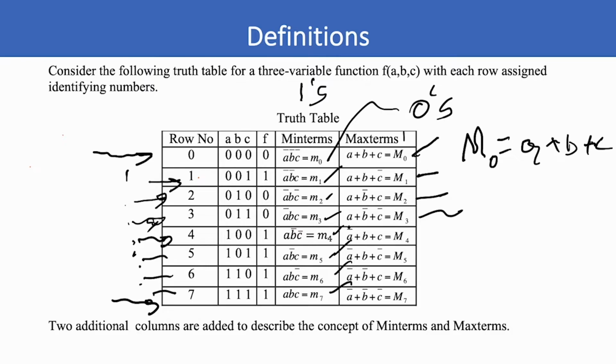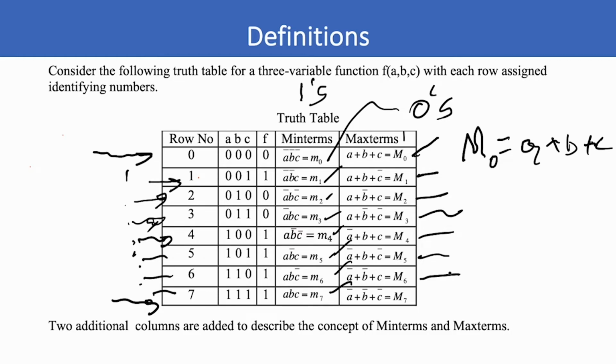Okay, let's look at 3. That's 0, 1, 1. So 0 means it's uncomplemented, 1 means it's complemented for B, B bar, and C bar. Let's look at 4. We have 1, 0, 0. So the 1 means A is complemented. So we got A bar plus B plus C for 0, 0. And 5, we've got 1, 0, 1. So the 1 means it's complemented, 0 means it's not, and 1 means it's complemented. So we have A bar plus B plus C bar, the standard sum term for row 5 or max term 5.